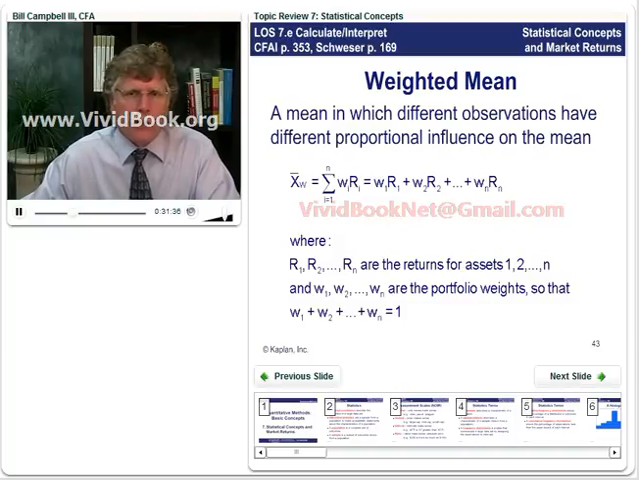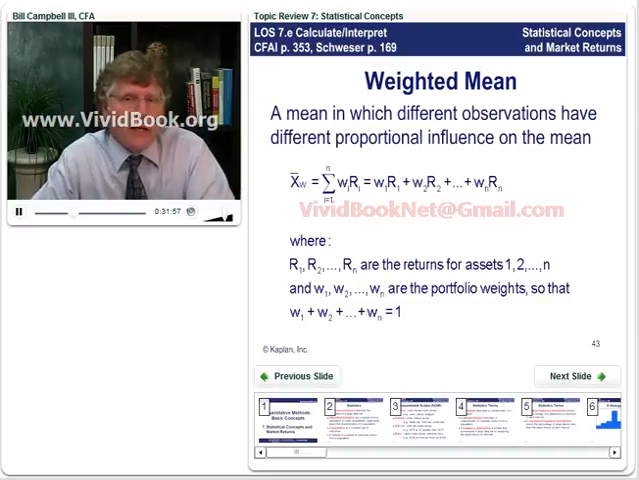Remember, the R's are the individual returns for all the different assets 1 through n that we have in our portfolio, and the weights, remember, have to add up to our entire portfolio. So the sum of the weights down here at the bottom, this is really important. The sum of those weights has to be 1.